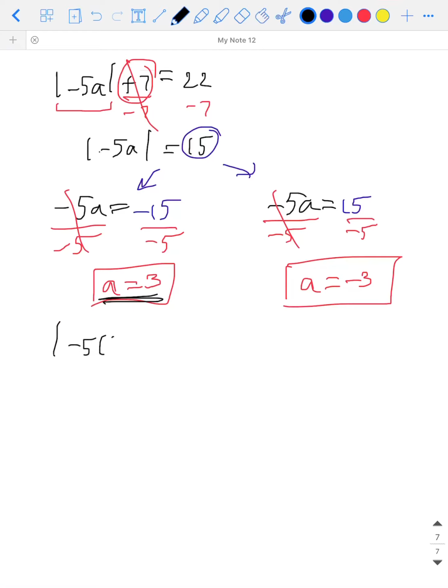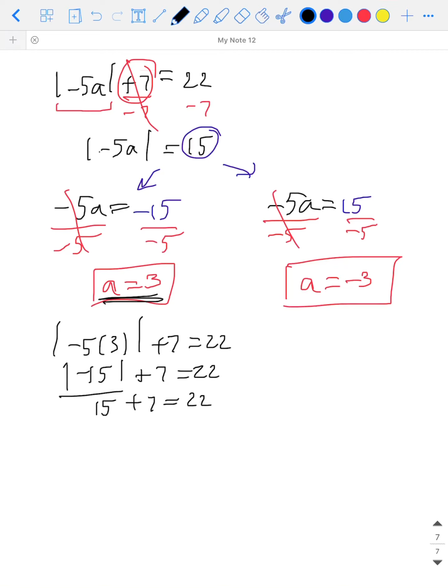Negative 5 times 3. This is negative 15. Absolute value of negative 15 is 15. And this is 22 is equal to 22, which is a true statement. And we can do the same thing with a equals negative 3.